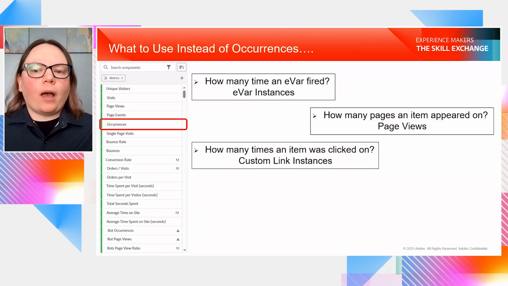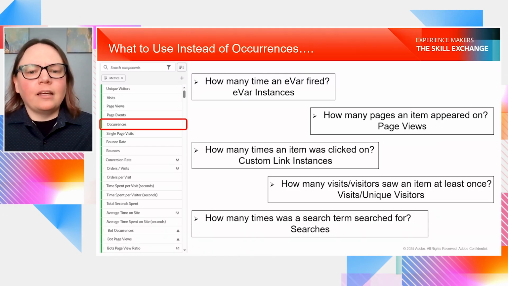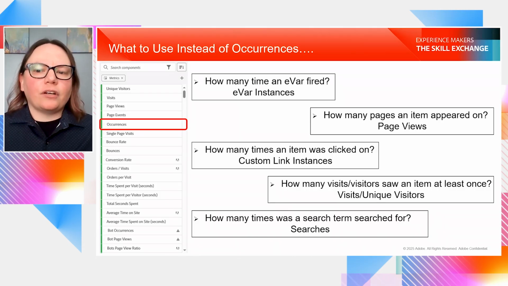Alternatively, if you want to know how often something was clicked on, you can use the custom link instances. If you want to know how many unique visitors or visits saw an item at least once, you can use the unique visitors or visits metrics. Instead of counting each interaction, it counts the number of visits or visitors where your dimension was seen, essentially deduplicating the data. Finally, if we want to know how many times something was searched for, instead of occurrences, we can use the metric searches. This is more specific to what we're trying to see.